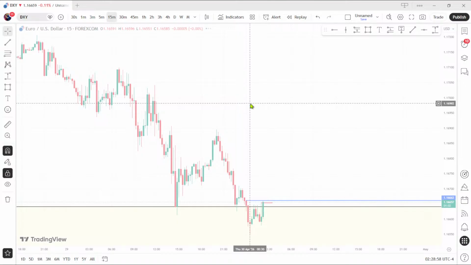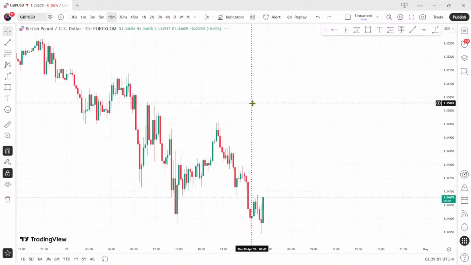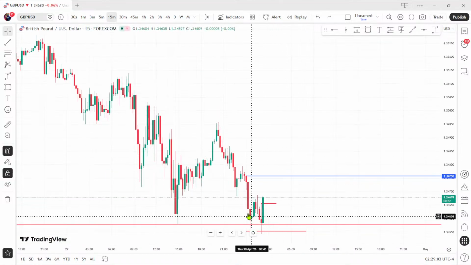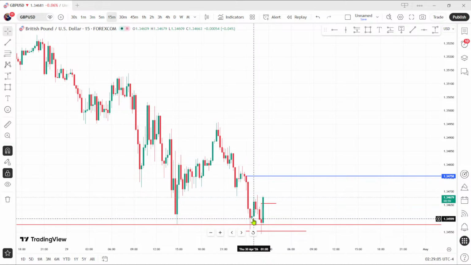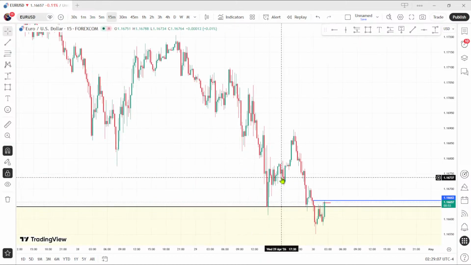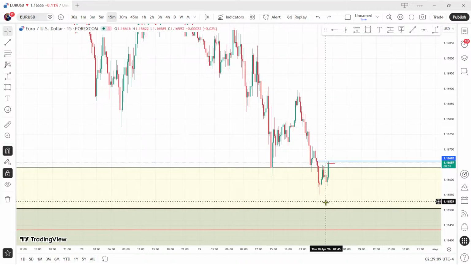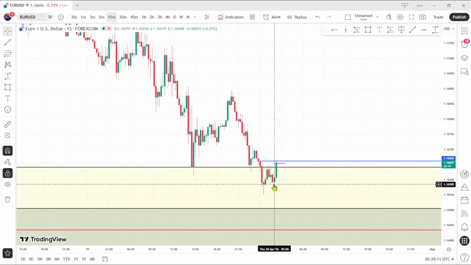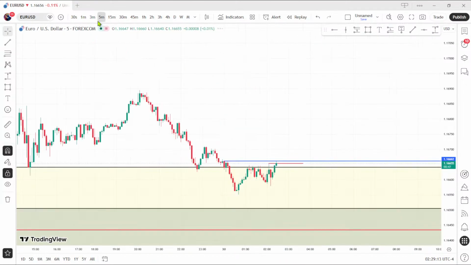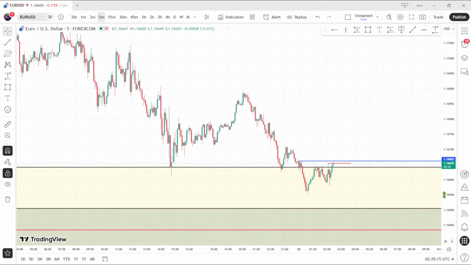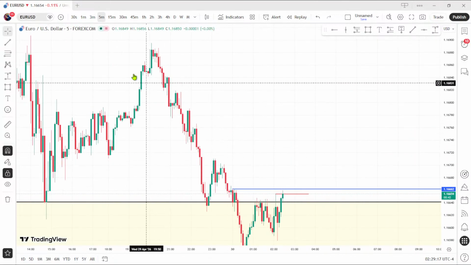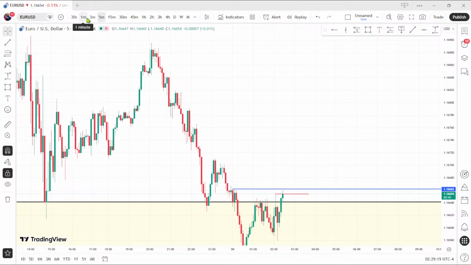Now the cable is going to be the one that has swept it now. The euro is so bullish because it has failed to sweep the high. Now let's wait. If it retraces inside that 5-minute fair value gap, we are buying it.